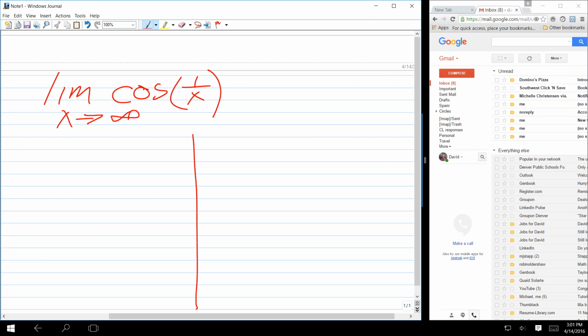Do we need to use a graph on this? It says use graphs and tables. I know, but what happens to 1 over x as x goes to infinity? It goes to 0. In other words, in this term, if the denominator is going to infinity and the numerator is staying at a number, then the whole thing is approaching 0.